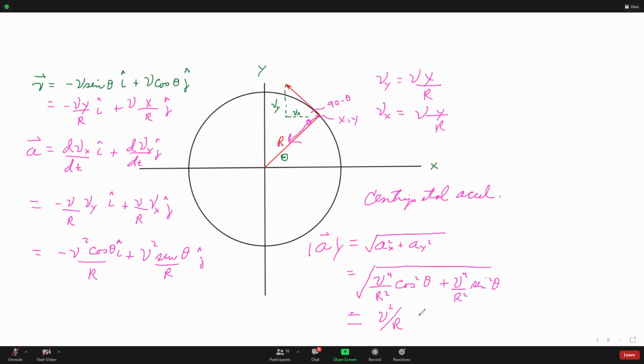This is really important. The magnitude of centripetal acceleration equals v squared over r for circular motion. So that's something you're going to use over and over again throughout the whole semester.